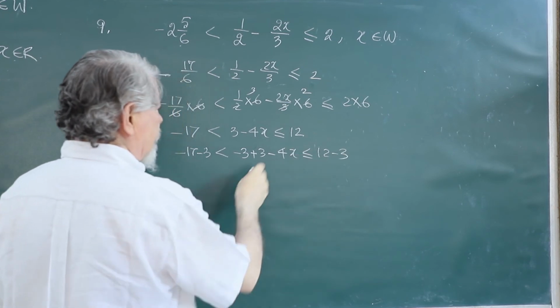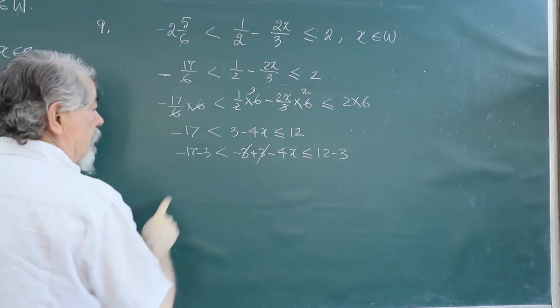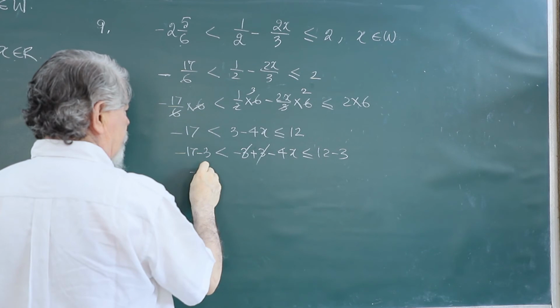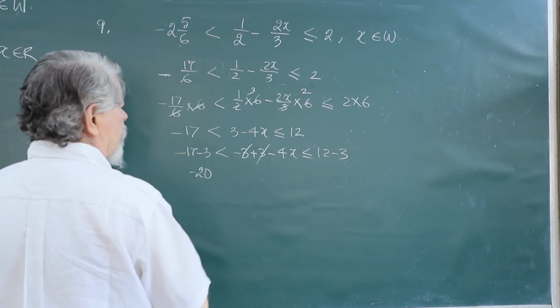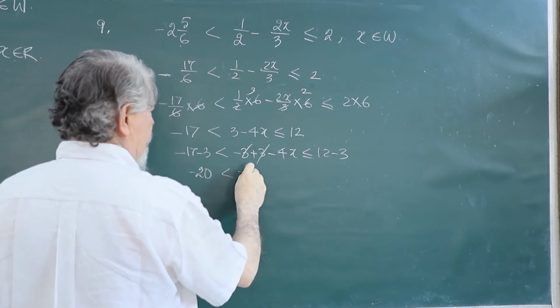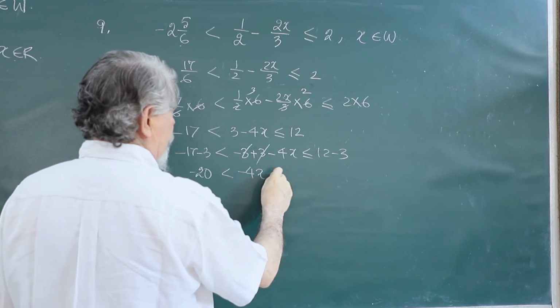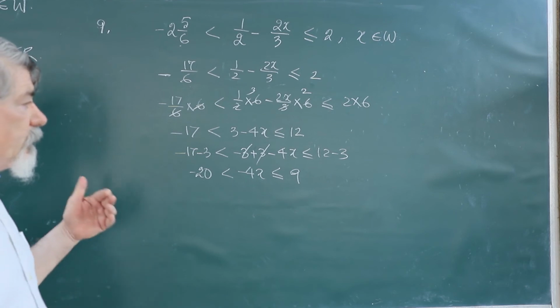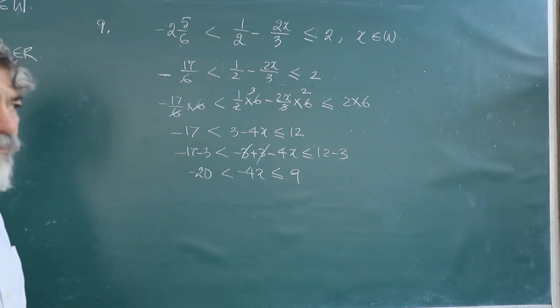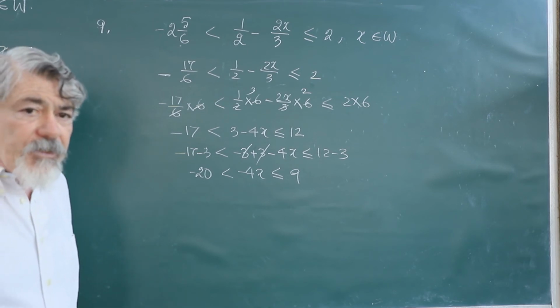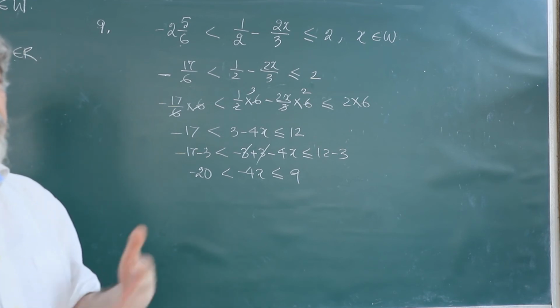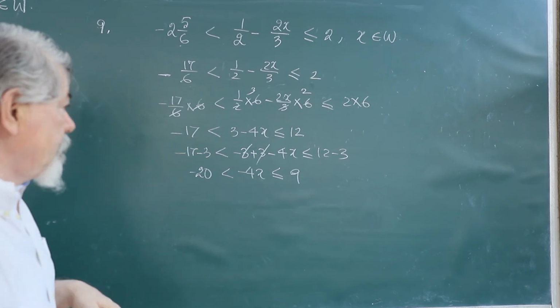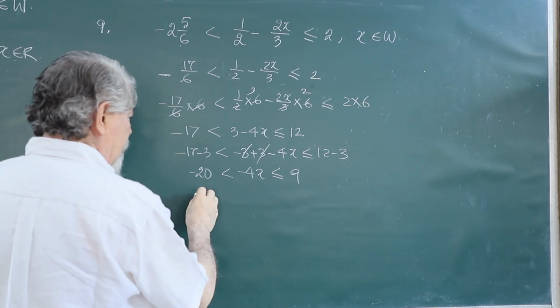I subtracted 3, so this cancels with this. It will become 20 less than minus 4x, and 12 minus 3 is 9. Now I am going to divide the whole inequation by minus 4, and when I multiply or divide with a negative number, the sign of inequality reverses itself. So let us do that.